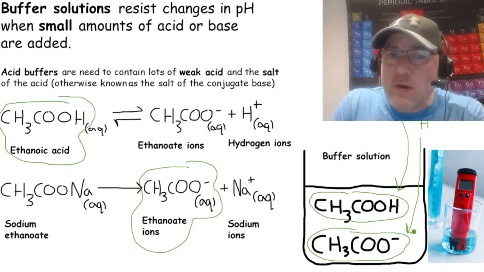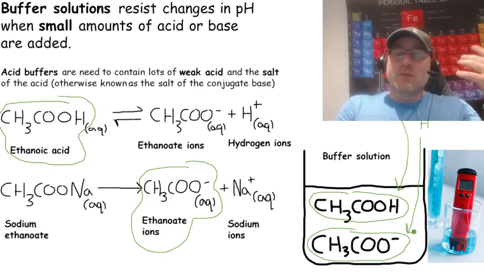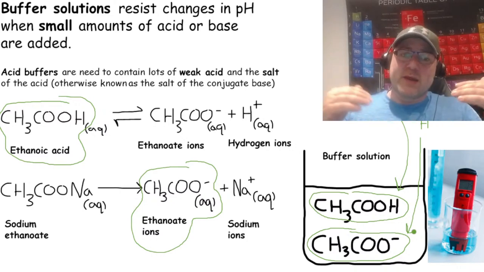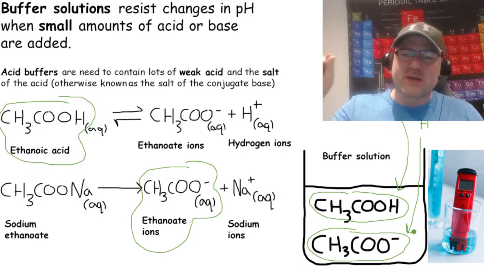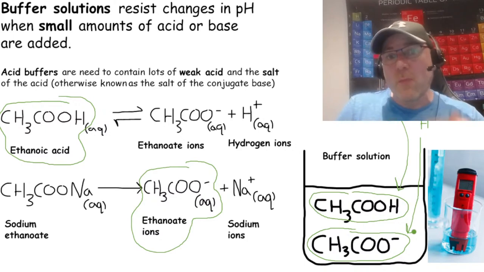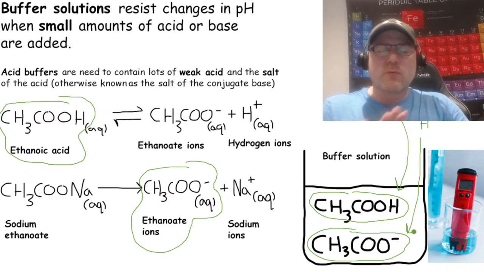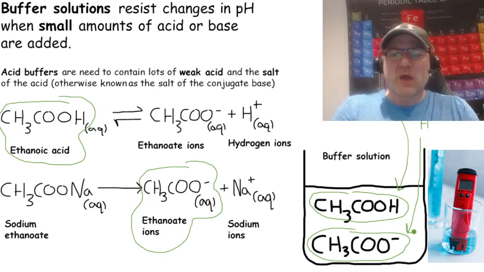Whereas if I have 1 mole of ethanoic acid, remember, after dissociation and equilibrium, we say you've still got 1 mole of ethanoic acid. That's how few of them turn into ethanoate ions. So you've basically got almost zero ethanoate ions when you put with ethanoic acid. So I need the salt and I need the weak acid. Great.